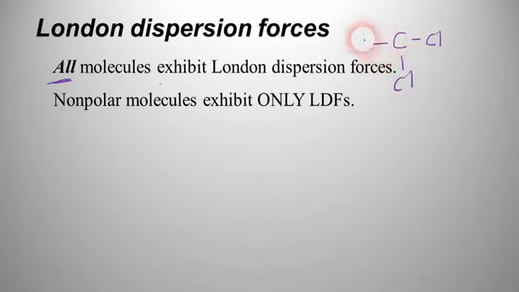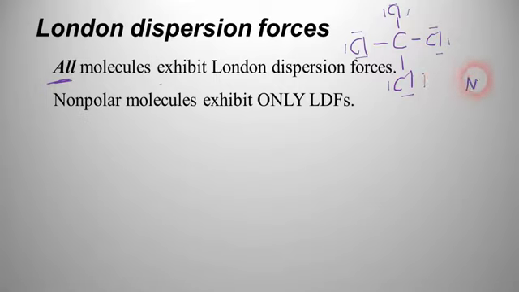You might remember when we drew Lewis structures earlier in this course, the electrons are fairly evenly distributed, and in a molecule of carbon tetrachloride, the electrons are evenly distributed. There is no region of unbalanced negative charge. So that CCl4 would be a nonpolar molecule. It would have only London dispersion forces.